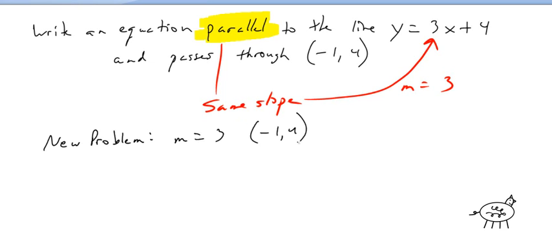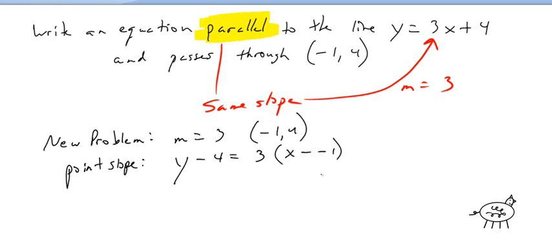Well, this is what I taught you day 1. Okay, where you're given a slope and you're given a point and you come up with an equation. So I can write it in point slope form. This is going to be y minus 4 equals m times x minus a negative 1. Okay? So you get y minus 4 equals 3 times x plus 1. There you go. That's point slope form.